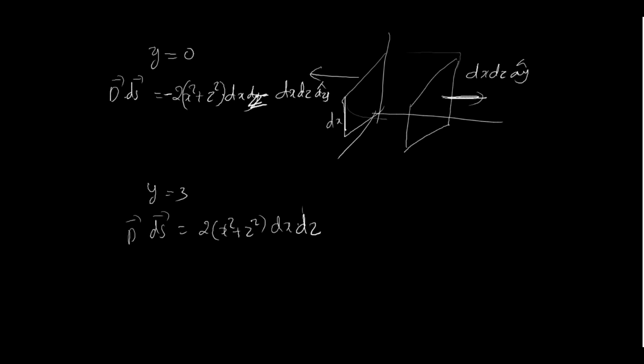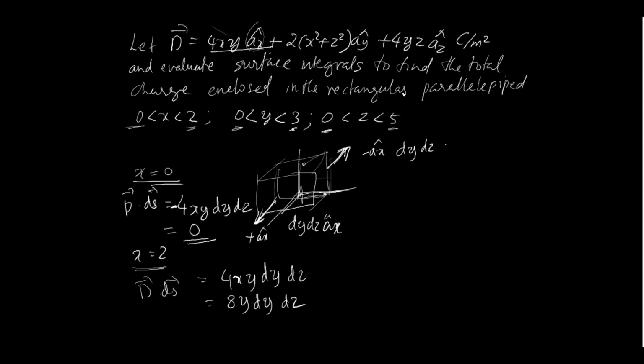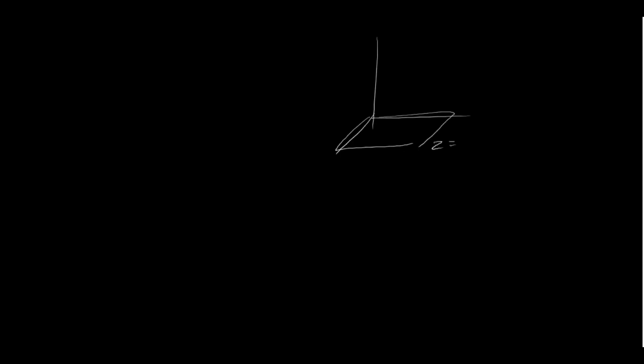Okay, now the next two planes, z is equal to 0 and z is equal to 5 plane. So here the component is dx dy, minus az cap, because it is moving downward. So this surface is upward and it will be plus dx dy az cap.